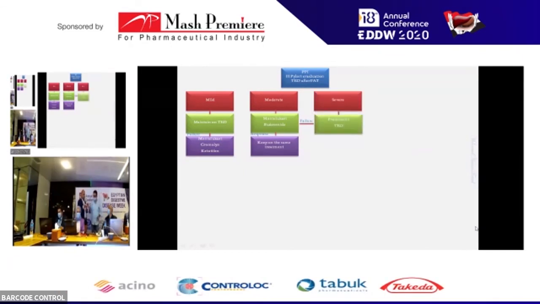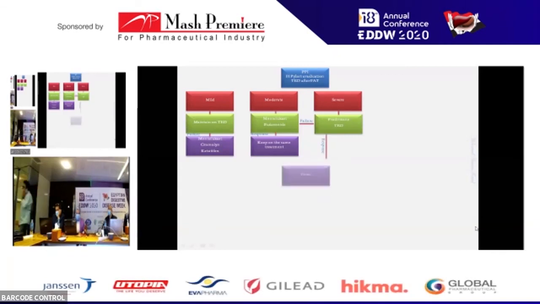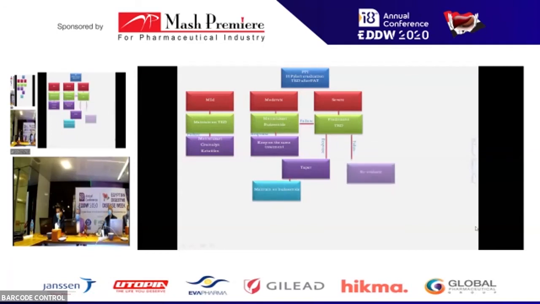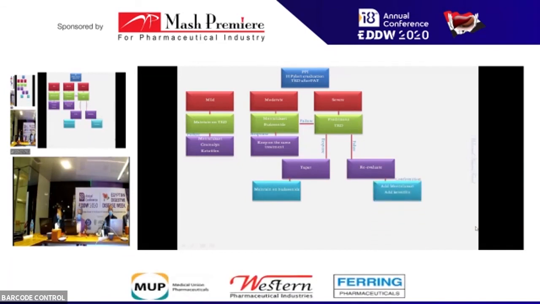In severe cases and failure of montelukast and budesonide, we can start prednisone along with elimination diet. If there is response, we can taper the prednisolone and maintain on budesonide. If there is failure, we can reevaluate the case. If we confirm the case, we can add montelukast and ketotifen to the prednisone.